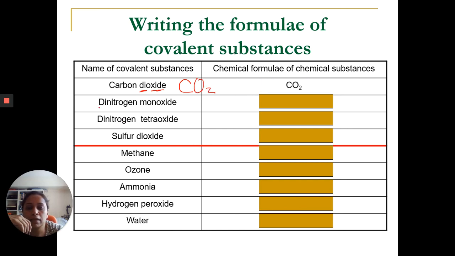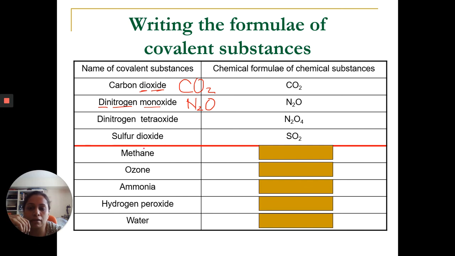Similarly, dinitrogen means there are two nitrogen. Monoxide means one oxygen, O. So it looks like this. Tetra means 4, it looks like this. Sulfur dioxide looks like this. These are some covalent compounds you can see. There are others that you need to memorize. These are quite common. The common ones to draw dot and cross will be these.